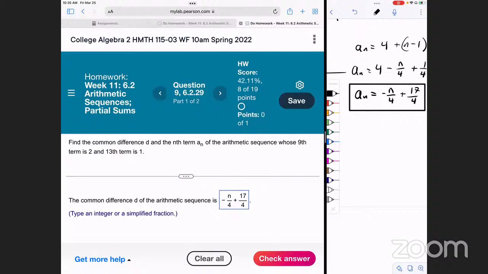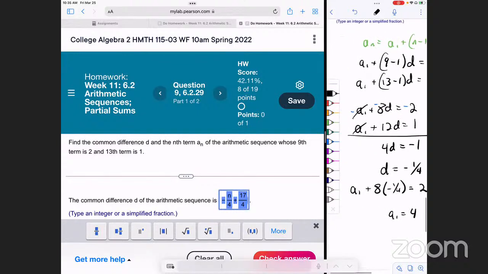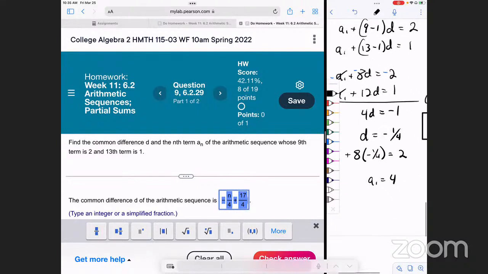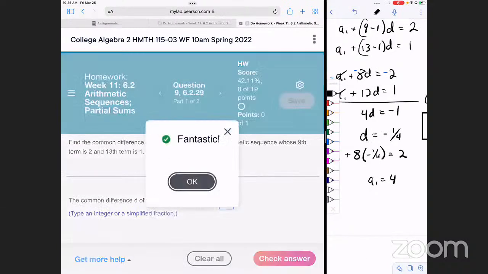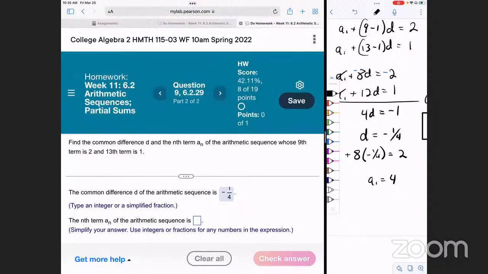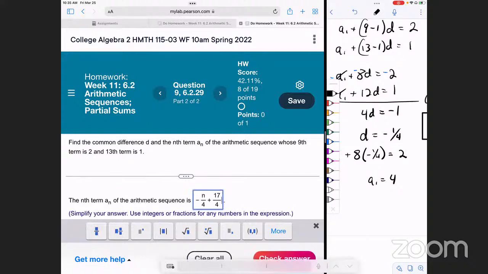-n over 4. Did we confirm? We confirmed them. Oh, common difference. Oh, shoot. Let me try to copy this so I don't have to type it again. Can I hit all? Yes, copy. Okay, so the common difference we got was -1/4. Okay. The nth term, I just want to paste. Looks good.